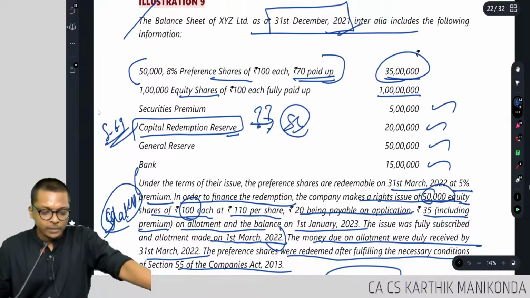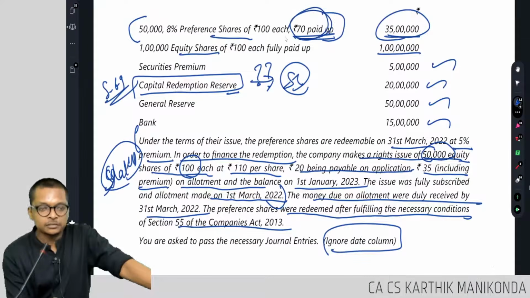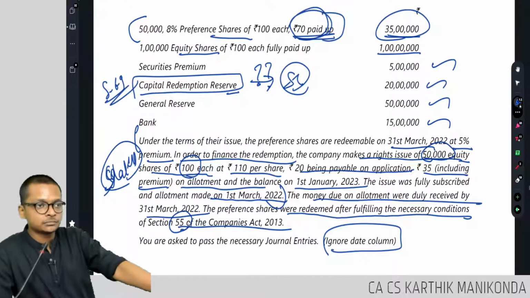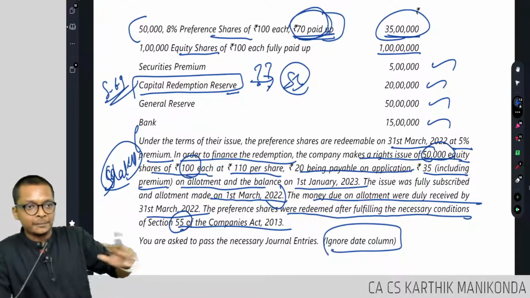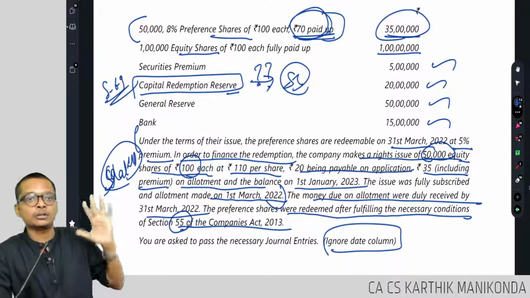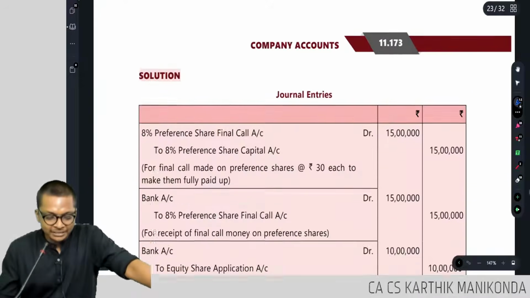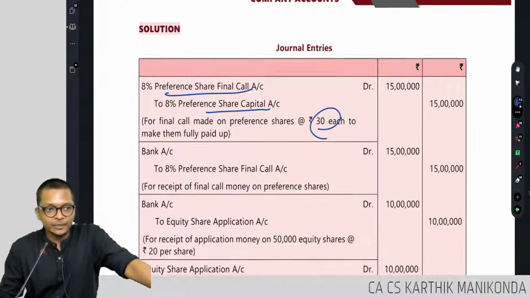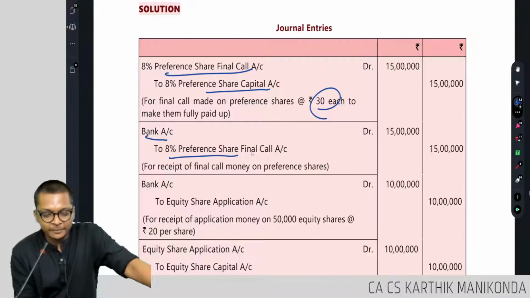Okay. Now, preference shares is partly paid up, correct? So, section 55 says you cannot redeem partly paid up preference shares. So, what should you do? Make it fully paid up, then redeem. That's all. How to make it fully paid up? Look at this. Preference shares final call. How much? 30 rupees, and he paid by bank account to 8% preference shares.